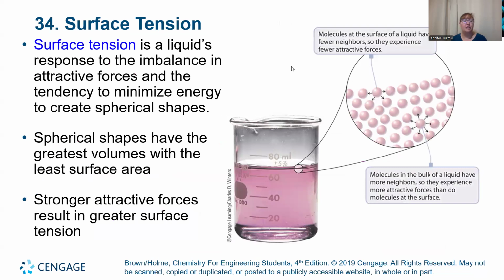Let's take a look at surface tension now. Surface tension is a liquid's response to the imbalance in the attractive forces and the tendency to minimize energy that creates spherical shapes. And that's because spherical shapes have the greatest volume with the least surface area. Stronger attractive forces result in greater surface tension.